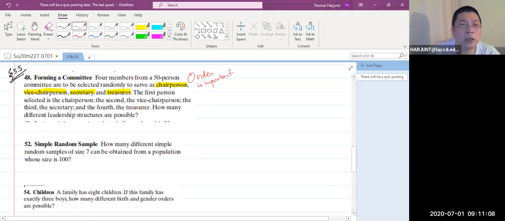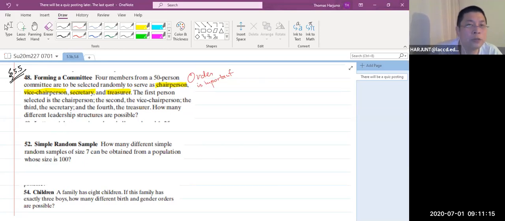Now, let's say Thomas being a chairperson and Thomas being a treasurer are two different positions, right? Honestly, you will prefer me to be a secretary instead of treasurer. Why? Because I gamble, right? If you let me hold the money, I may gamble it away. While as a secretary, I think I'm really good at keeping details.